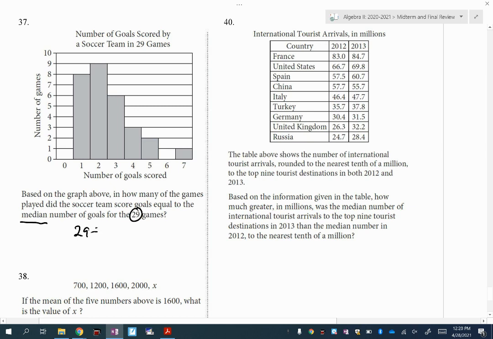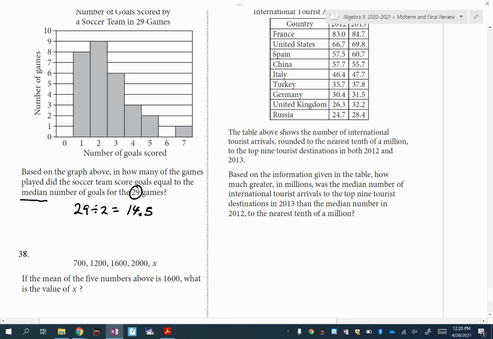So what I tell students, 29 divided by 2, that's going to be 14 and a half. Now, because this is an odd number, you just round that number, and so we're looking for the 15th data value. So here's 8, put it on top. Here's 8 times that they scored 1 goal, and then 9 times they scored 2 goals. And look at that, 9 plus 8 is 17, so the median is in here. So the median is 2.